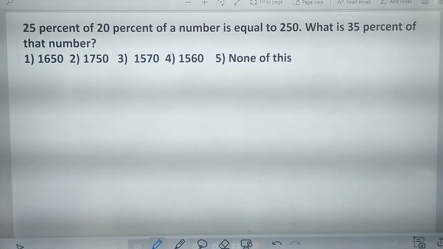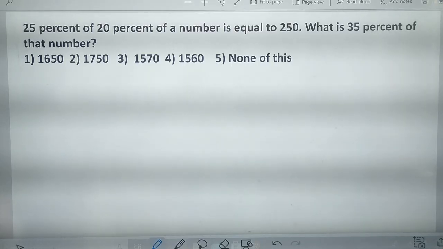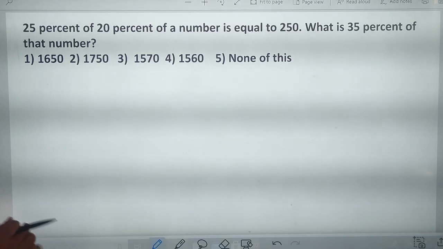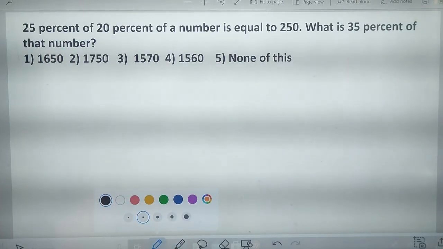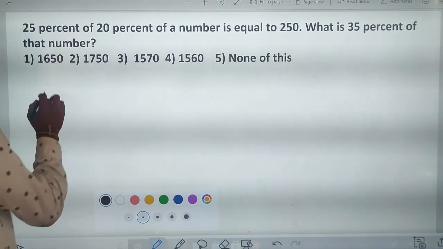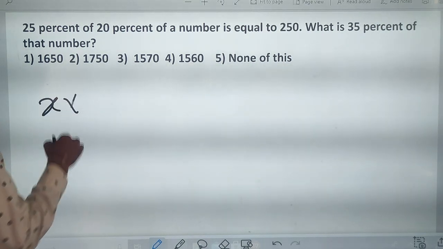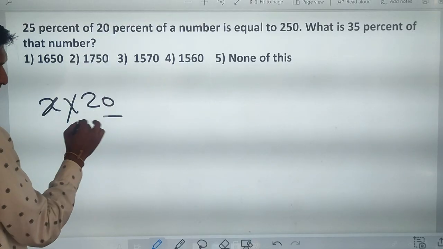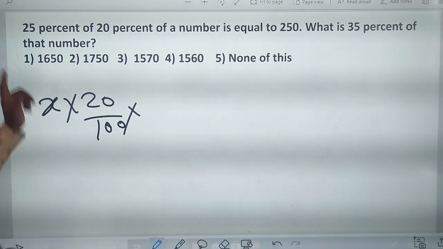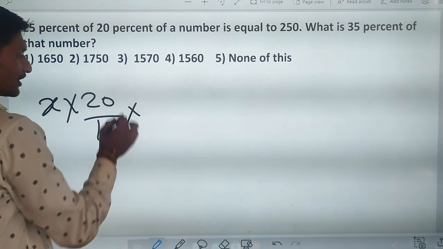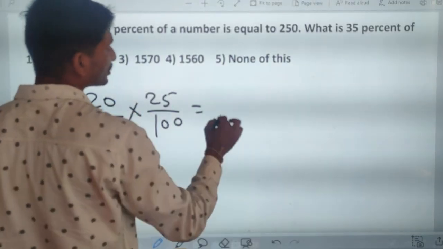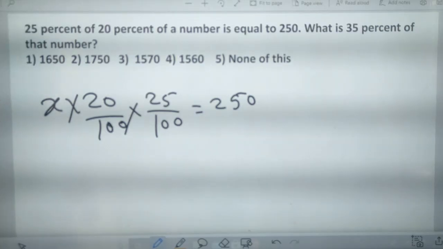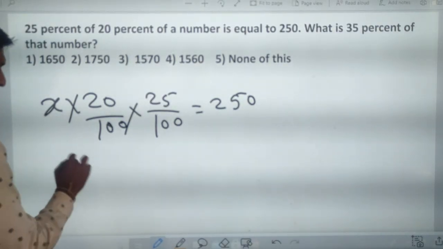Next, if 20% of the number is equal to 250, what is 35% of that number? Now here we write 25% of 20% of the number, that is, this number is x, then 20% of this number is 20 divided by 100, then again 25 divided by 100 is equal to 250. Now we find the value of x.